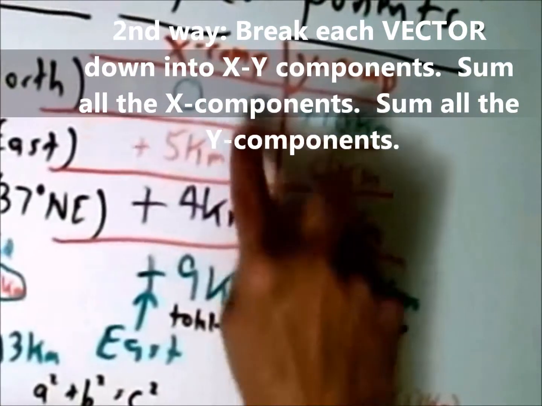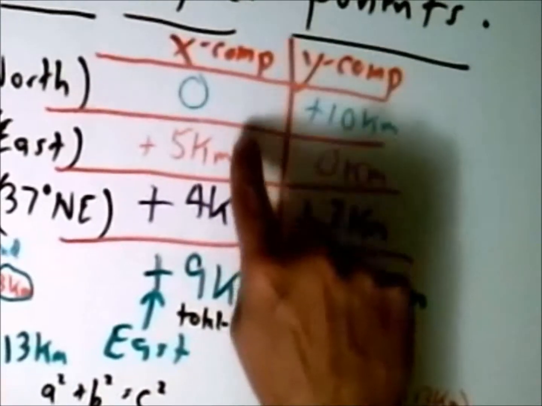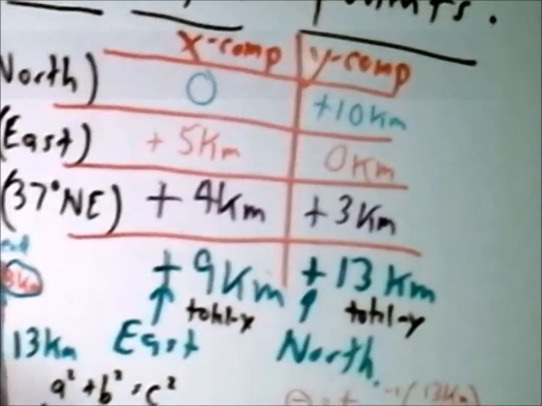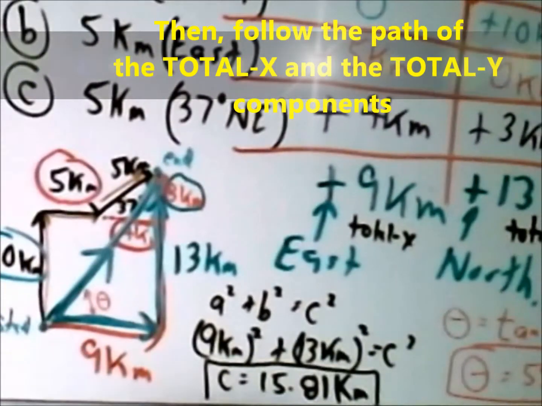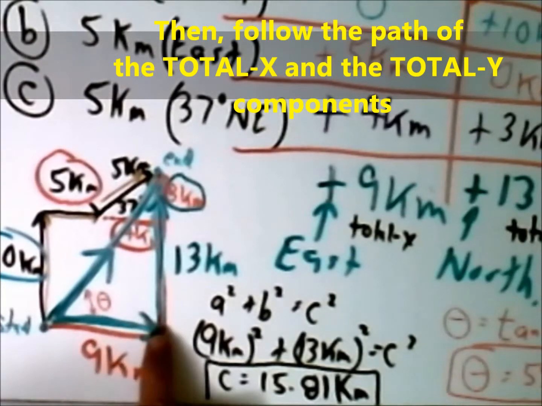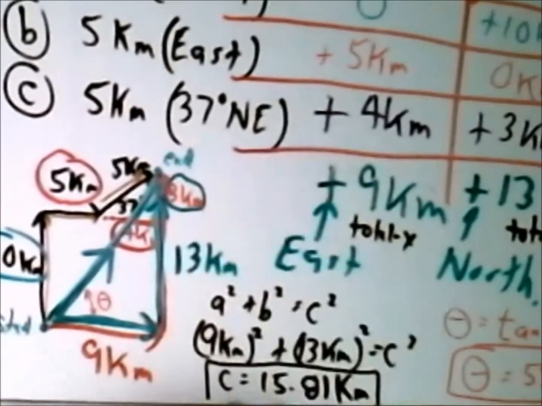We could also come up with an alternative path. So what we did is when we broke down everything into its x and y components, if we added up all the x components, we get 9. If we added up all the y components, we got 13. So another way we could do it is we could go to the starting point and hike along 9 kilometers east, and then hike 13 kilometers to the north. It would end up at this ending point.